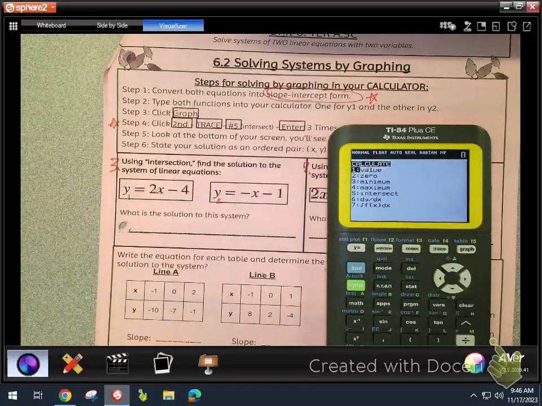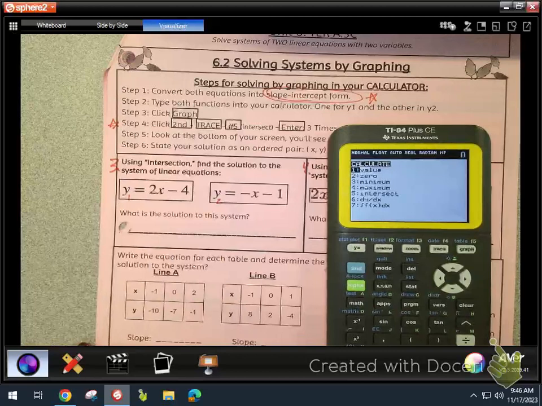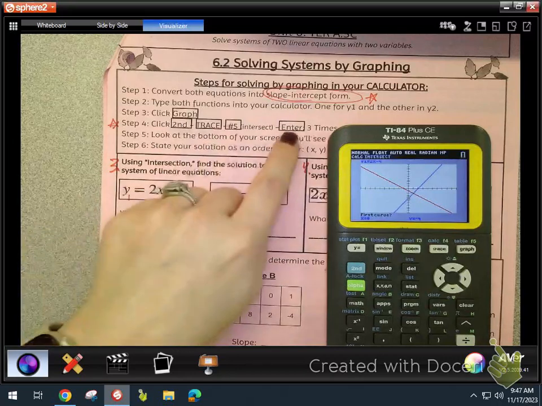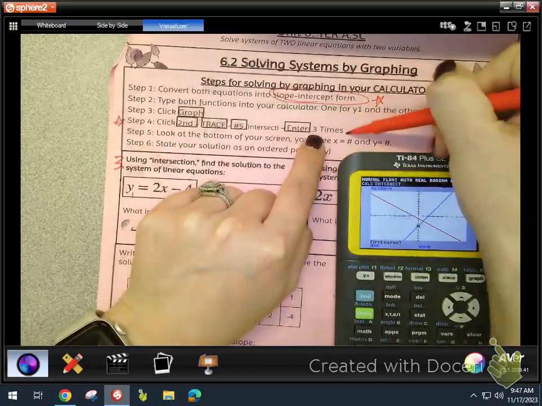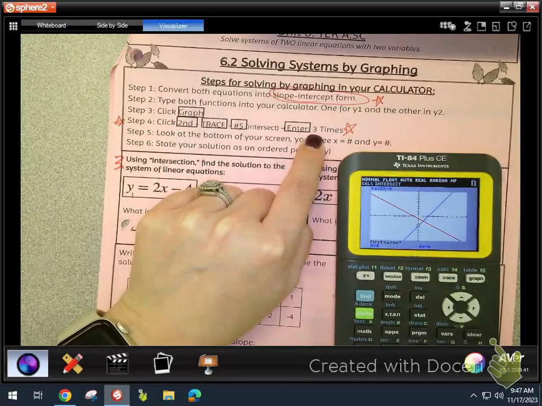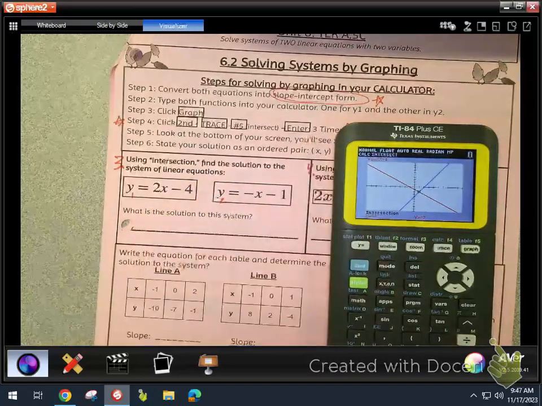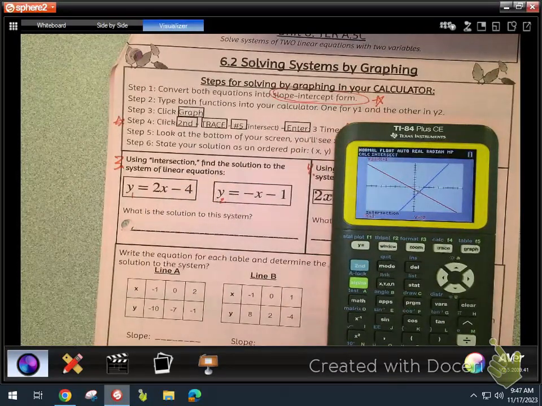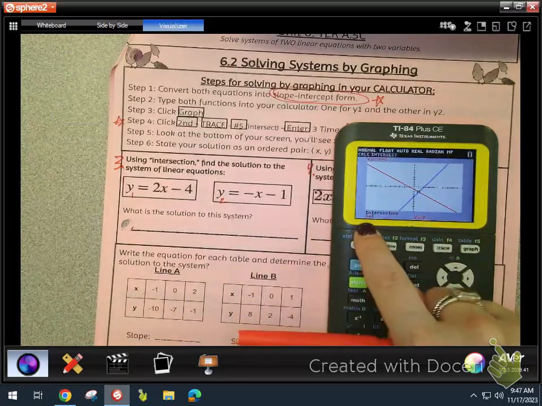Yeah. And this gives you a bunch of things that by the end of the year, we're going to have done a lot of. But for now, we're looking for the solution, the point where they cross, the point where they intersect. So what do you think we're going to press? 5. So you're going to choose number 5, scroll and enter, or press the number 5. And then you are going to press enter how many times? 3 times. Enter, enter, enter. And your calculator at the bottom left, when you are done, will say intersection. It will give you an x and it will give you a y.